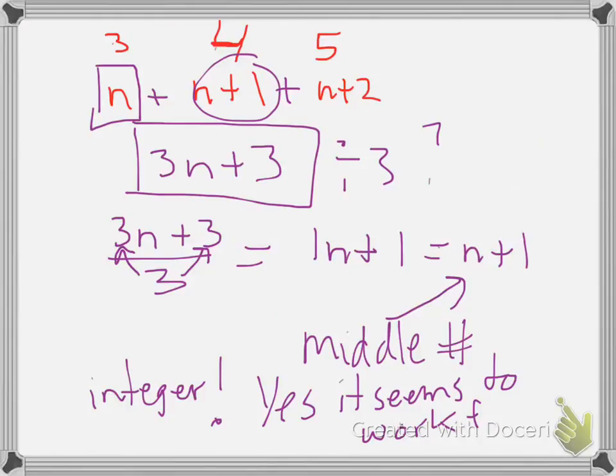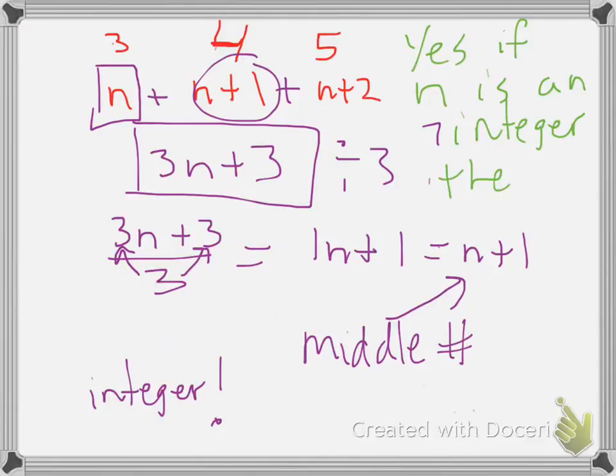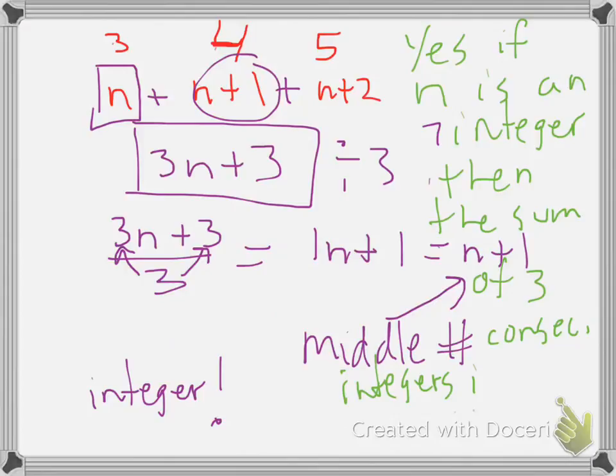I'm going to write that. I'm going to erase all this. So, yes, if n is an integer, then the sum of 3 consecutive integers is divisible by 3.